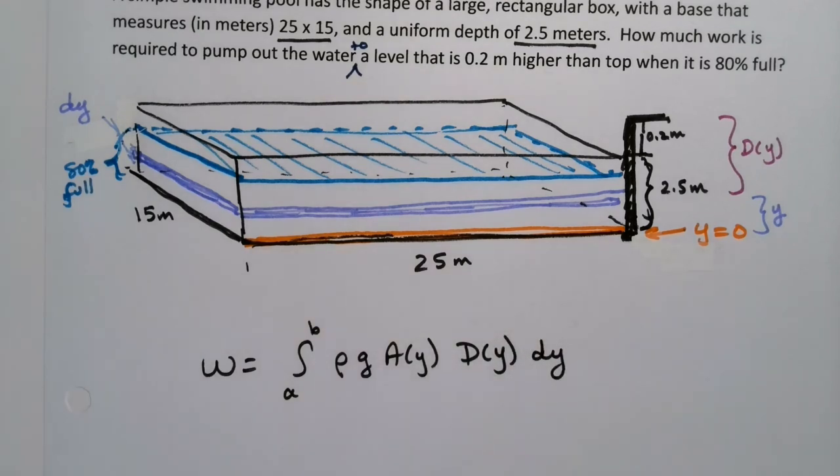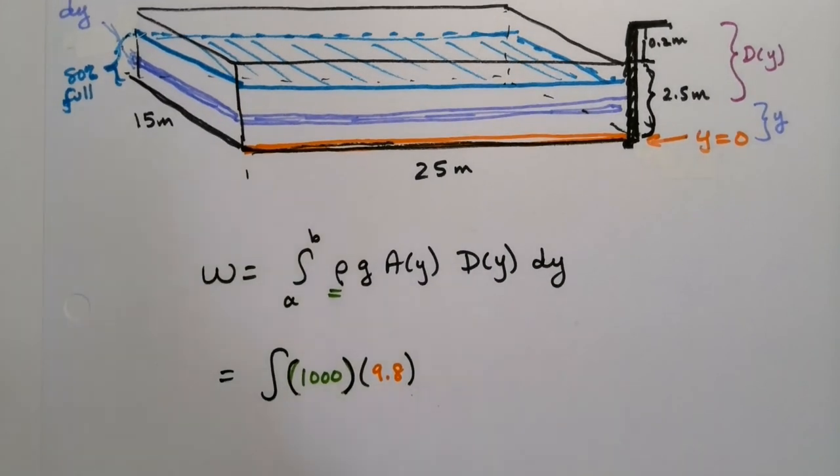Okay. All right, so work equals the integral. I know almost none of this. I do know that it's water. Because it's water, I know that rho, and everything in here is meters, so I know that must be 1,000 for rho. And gravity, I also know, because gravity is gravity. Gravity is 9.8 meters per second squared. So those two I've got.